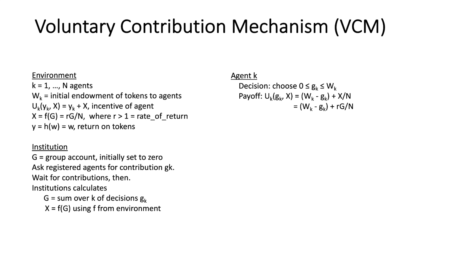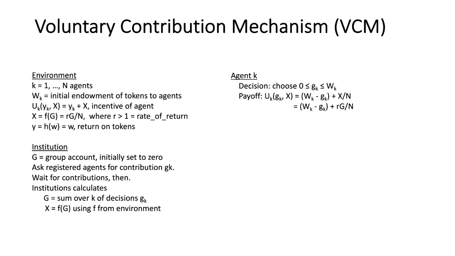The institution will have an account which is set to 0, and then the idea is the agents that are registered against the institution will contribute to that, and then you'll be able to determine how much has been contributed, and then based on that, eventually how much they actually get in return. The agents themselves are rather simple. They have to simply make a decision as to how much to contribute, and then they will get some payoff from that.